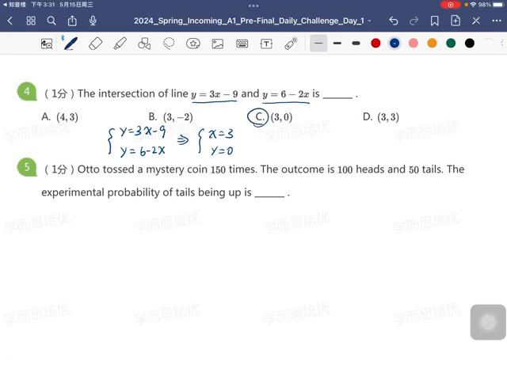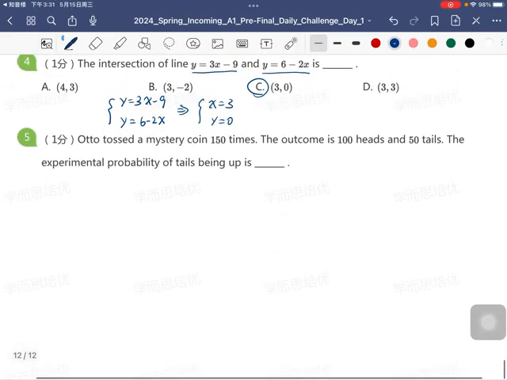Alright, one last problem here. Otto tossed a mystery coin 150 times. The outcome is 100 heads and 50 tails. The experimental probability of tails being up is how many? So here is the thing, guys. There's an interesting word. It's called mystery.